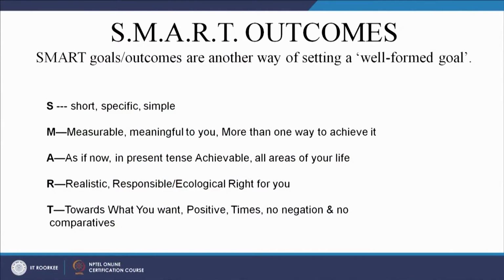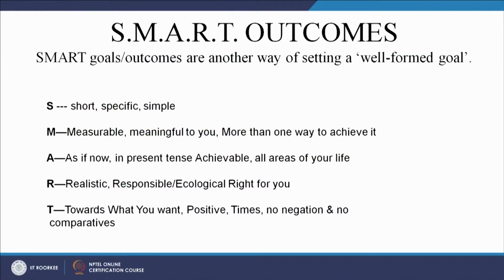Now, SMART outcomes. SMART goal outcomes are another way of setting a well-formed goal. There are two types of working, smart working and hard working. Hard working doesn't mean very smart working, but smart working means that the outcome is certainly there in your hand. So, SMART: S for short, specific, simple. In a very short, very simple and very targeted manner, you achieve your goal.